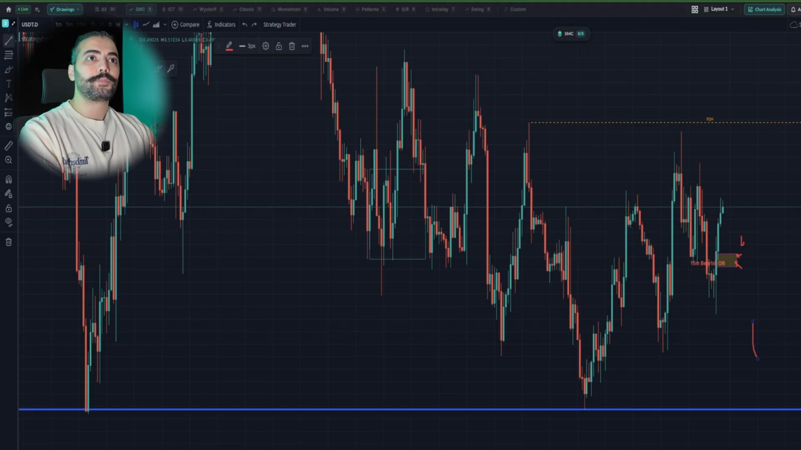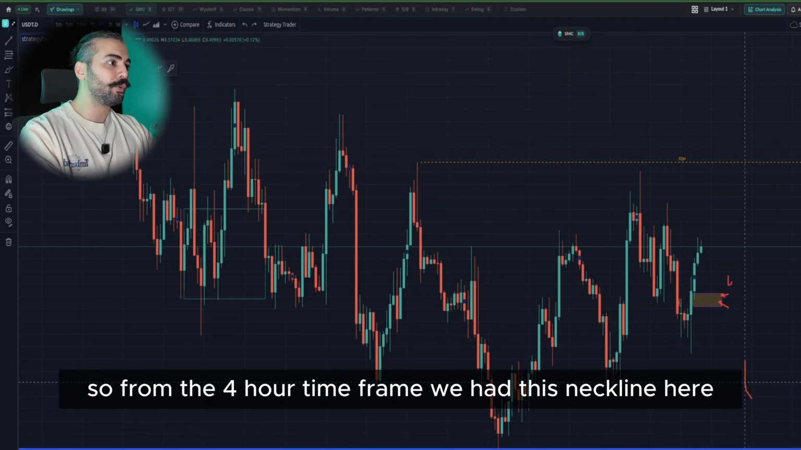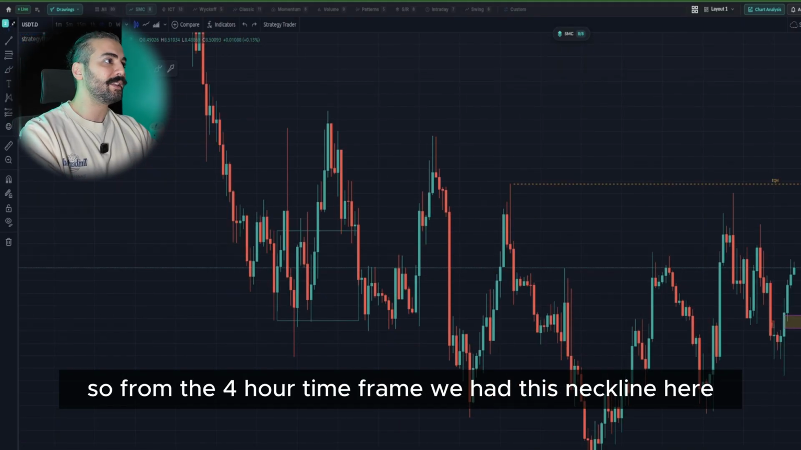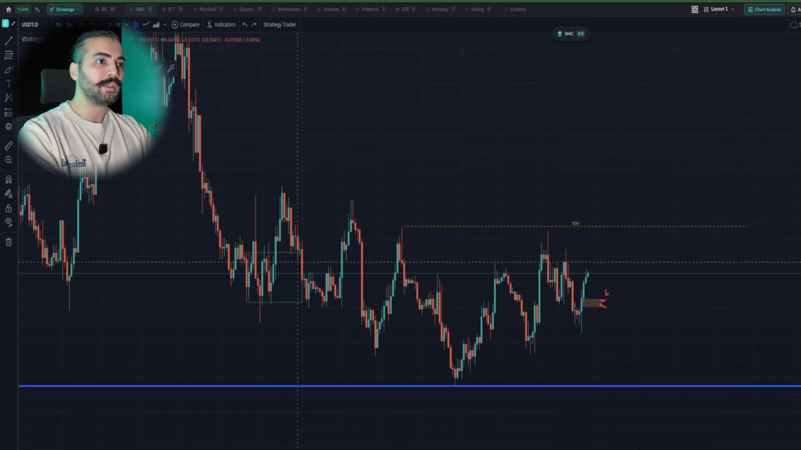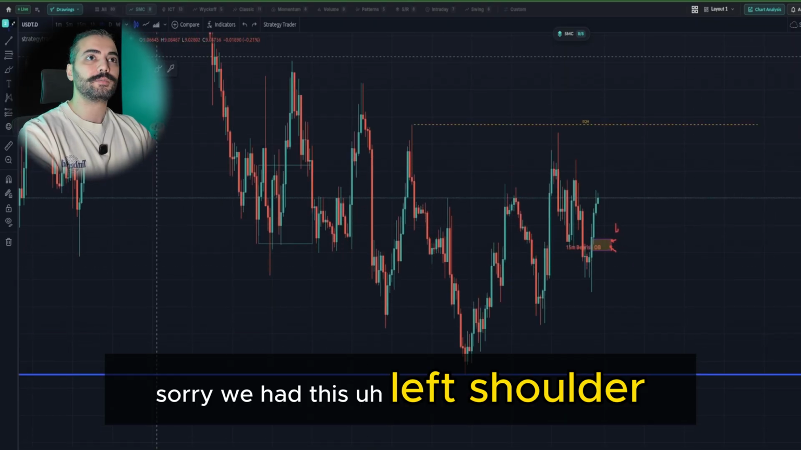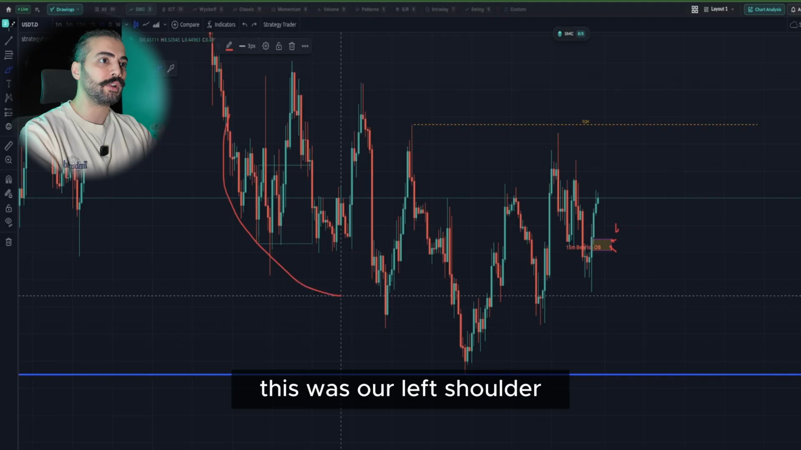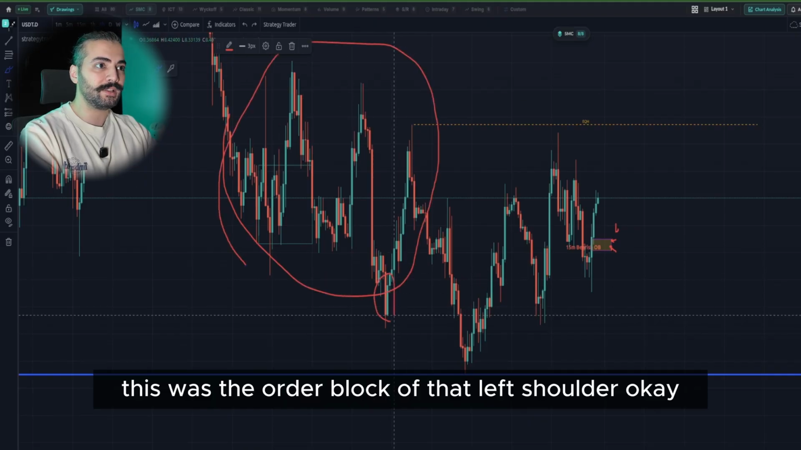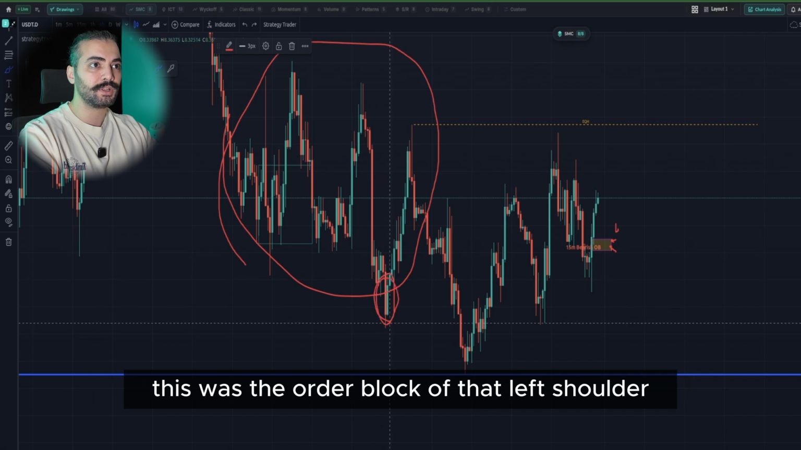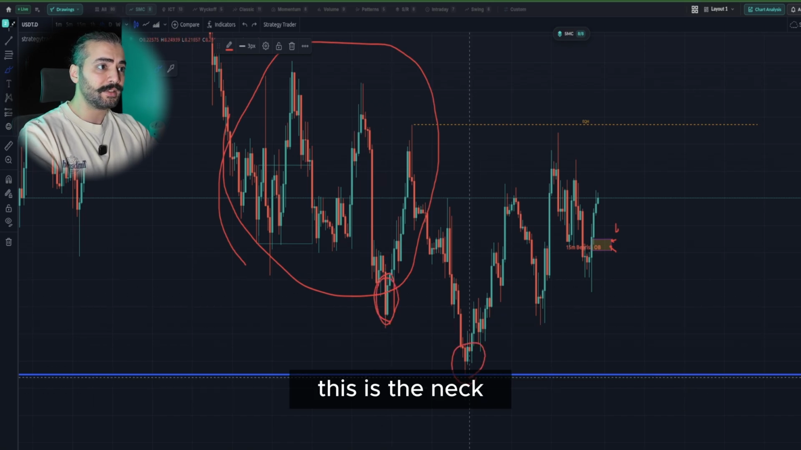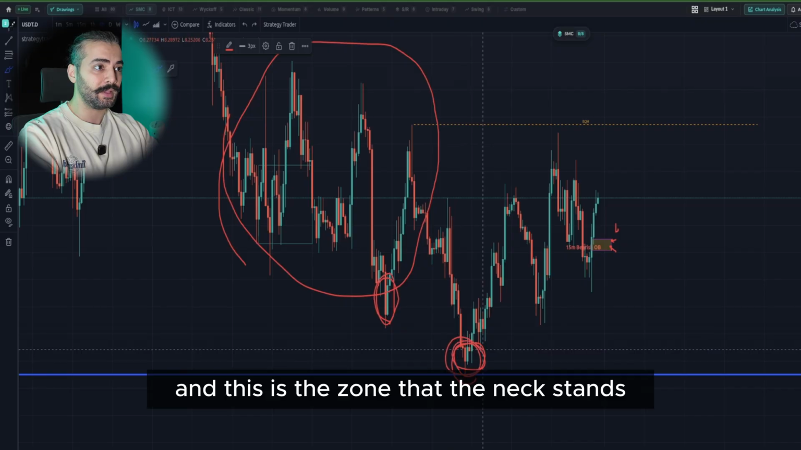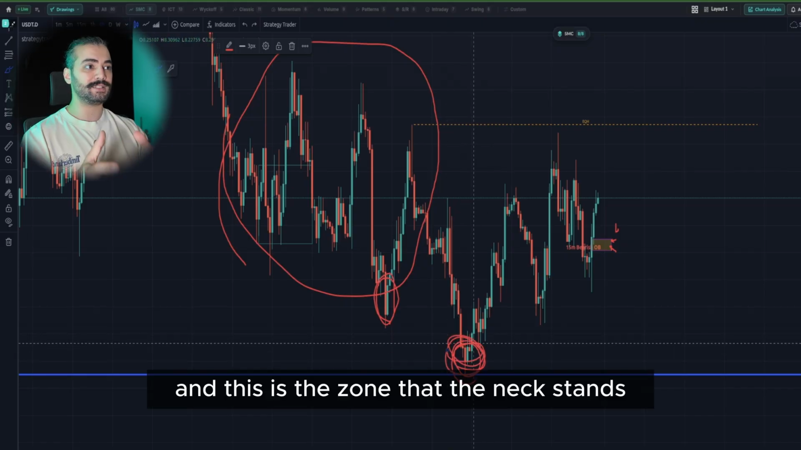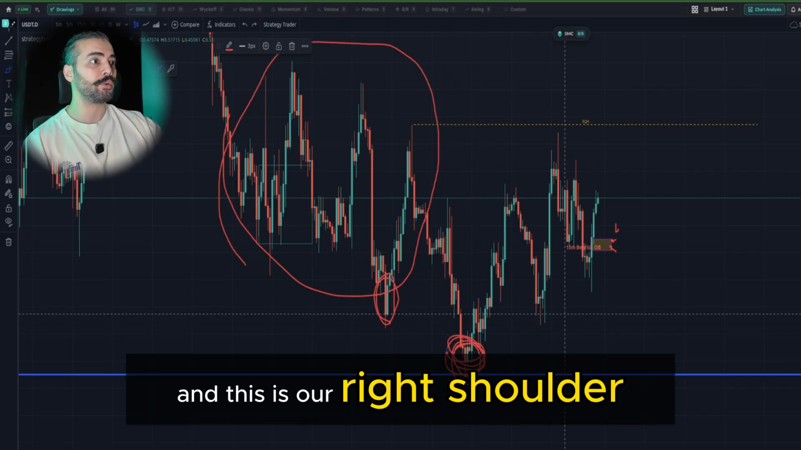Okay, so from the 4-hour time frame, we had this neckline here. Sorry, we had this left shoulder. This was our left shoulder. This was the order block of that left shoulder. This is the neck, and this is the zone that the neck stands, and this is our right shoulder.